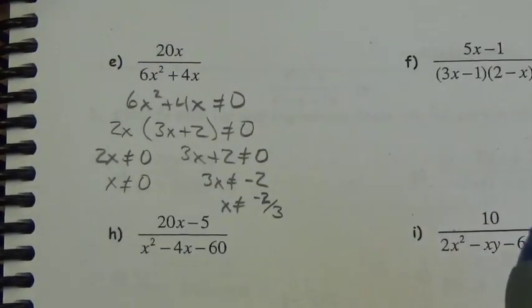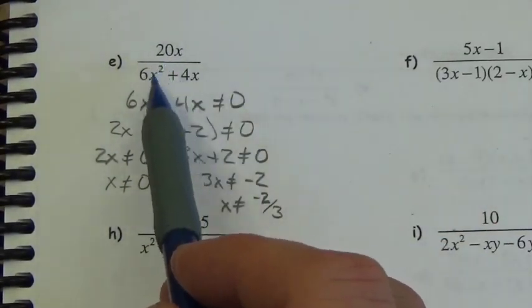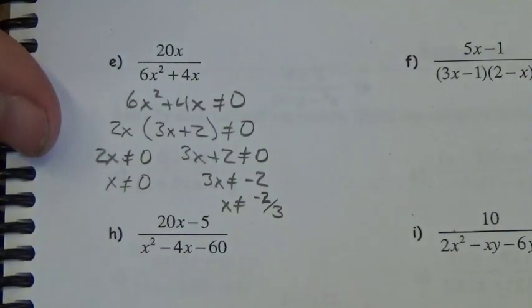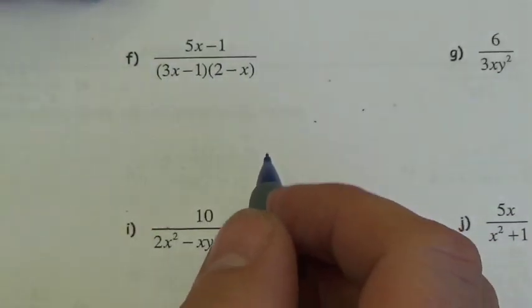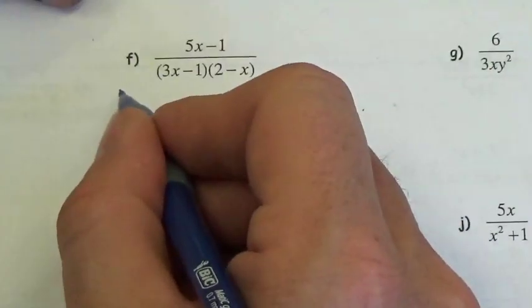And I had a sense that I was going to get two non-permissibles because of the square there, so I knew that there was going to be two answers to that. All right, F. I notice in this case that the denominator is already in factored form, so they've already done part of the work for me.